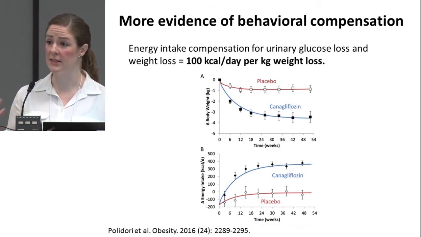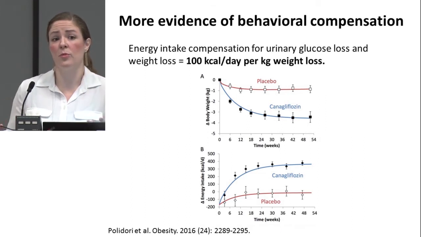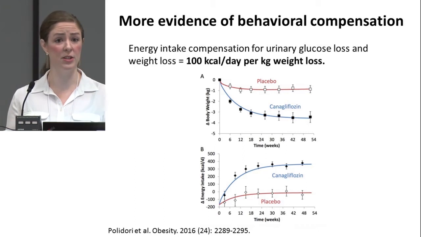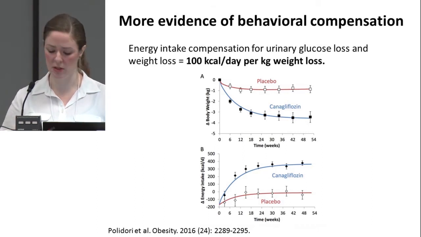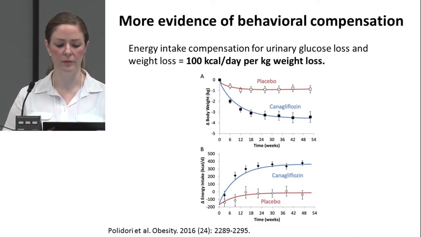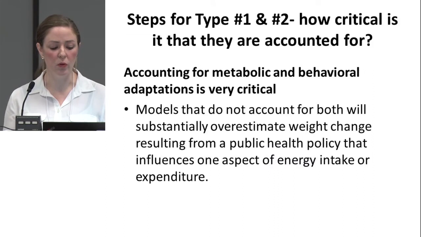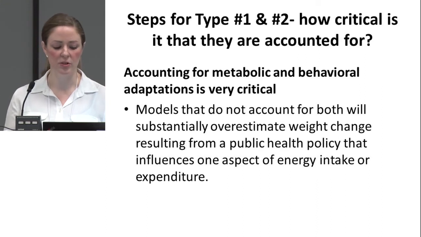So that's a great example of, again, that kind of behavioral manifestation of increased appetite, increased food intake in response to a certain amount of weight loss, suggesting it's really important that we're accounting for these considerations. So models that don't account for both will likely substantially overestimate weight change resulting from public health policies that are trying to influence one aspect of energy intake or energy expenditure.